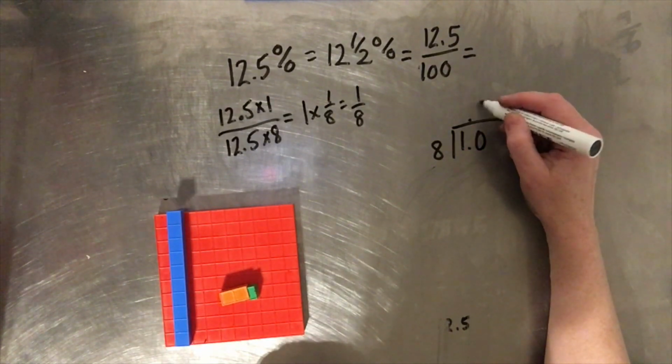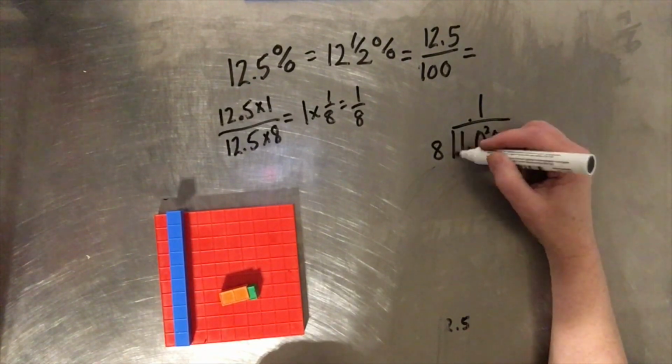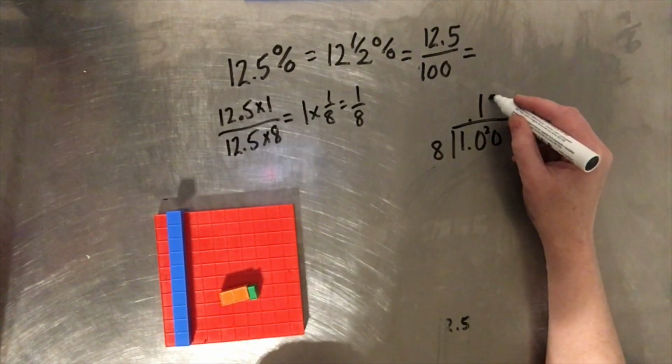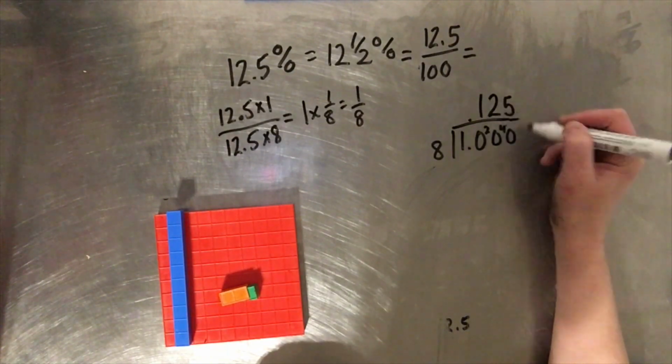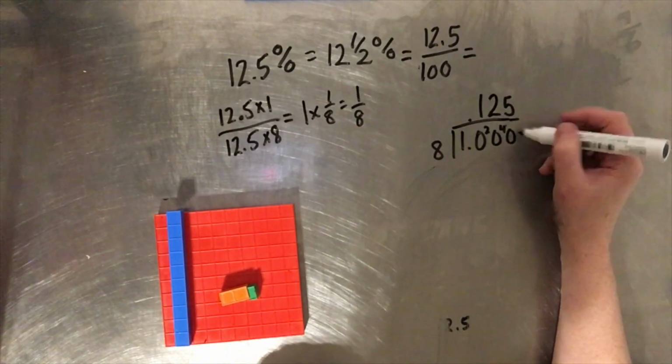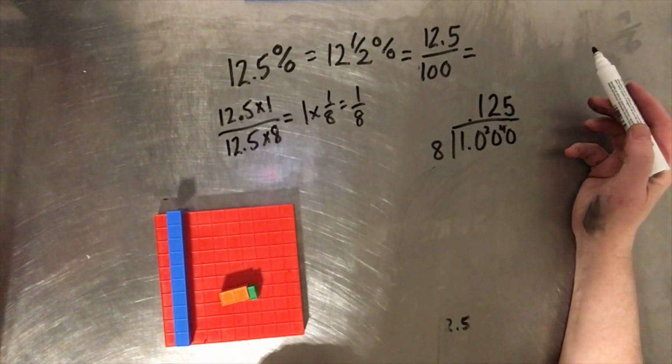What am I thinking here? 1 time. There's going to be 2 left over, right? And that's going to go into there 2 times. Right? And there's going to be 4 left over, and that's going to go into there 5 times. There's going to be nothing left over. So I've got 0.125 is my decimal.